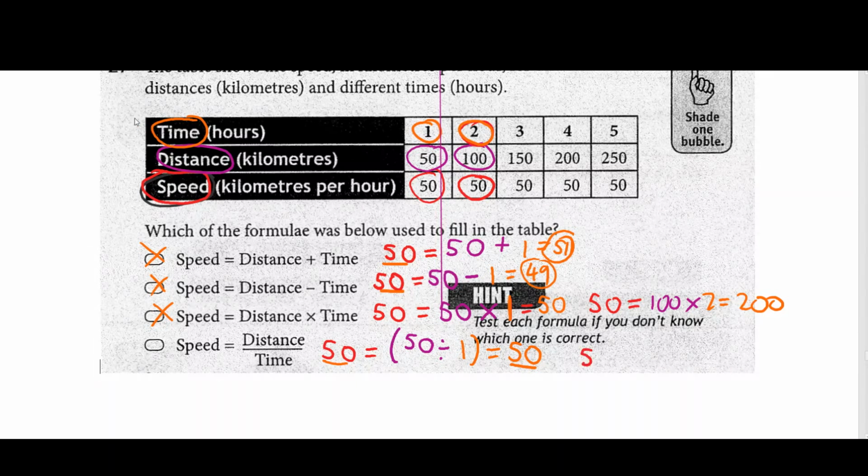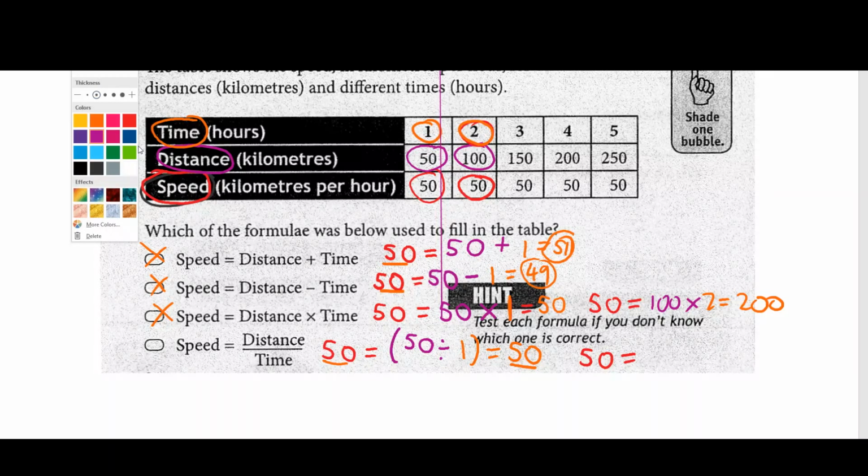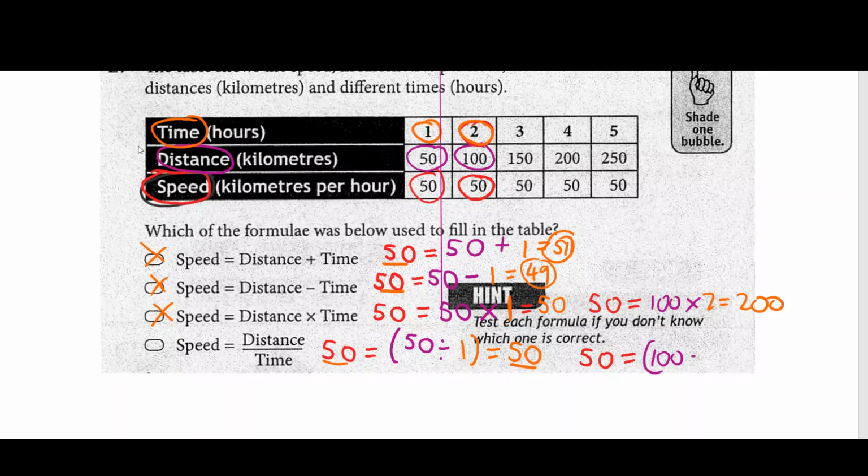So we've got 50 equals 100 divided by 2. 100 divided by 2 is 50. Great. So that number and that number are the same. So it's this one. This is the formula that they're using. Okay? That speed equals distance divided by time.